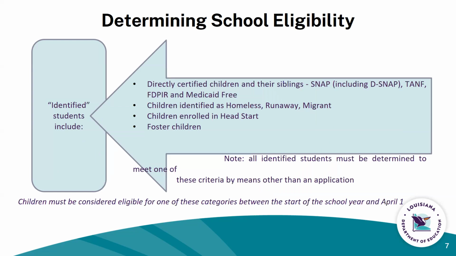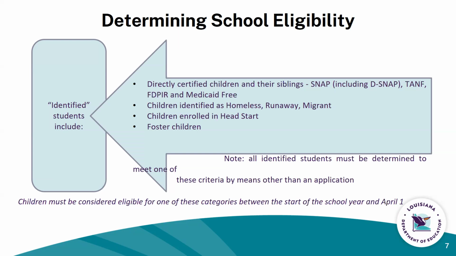During the process of determining school eligibility, the term identified students refers to children who are directly certified for free school meals based on their participation or a household member's participation in other means-tested assistance programs such as the Supplemental Nutrition Assistance Program, SNAP, Temporary Assistance for Needy Families, TANF, or the Food Distribution Program on Indian Reservations. Also, Medicaid-free students.